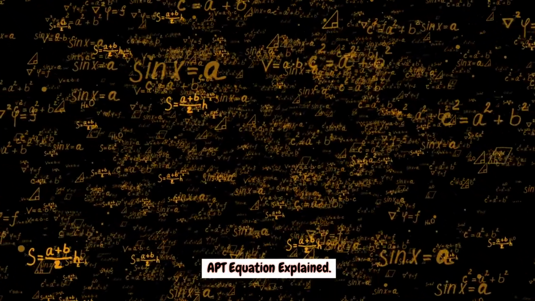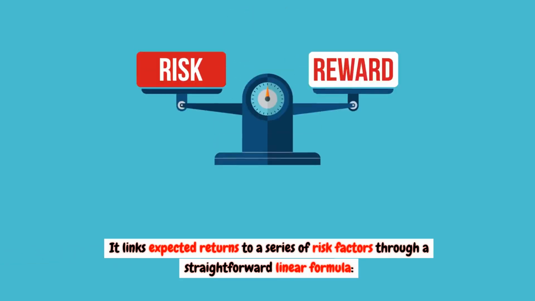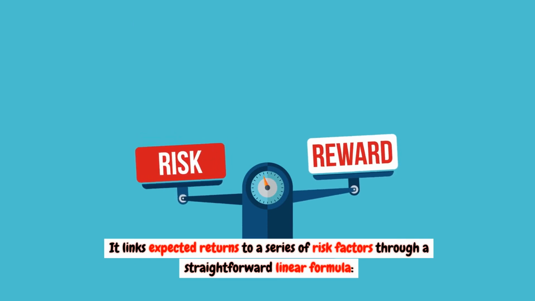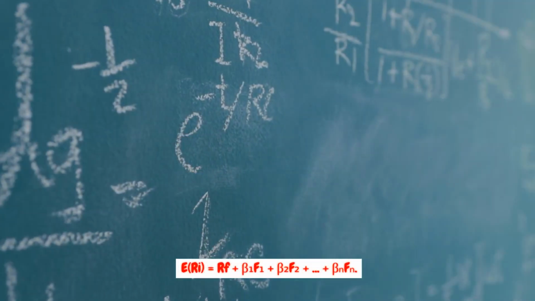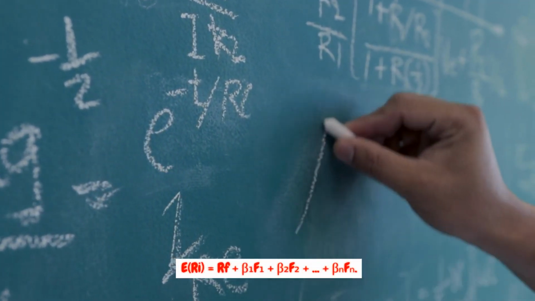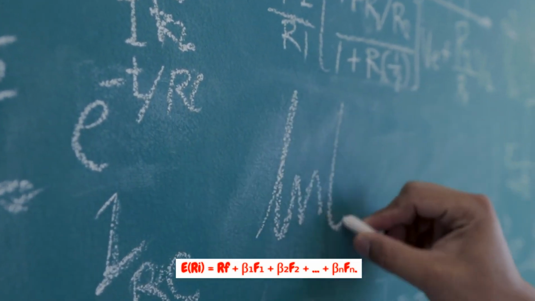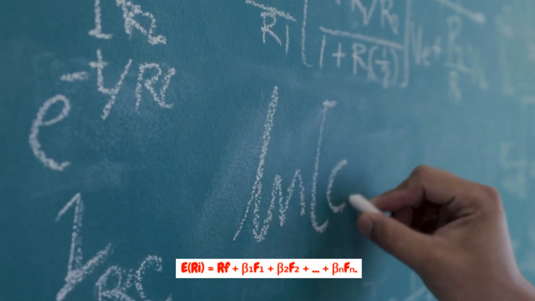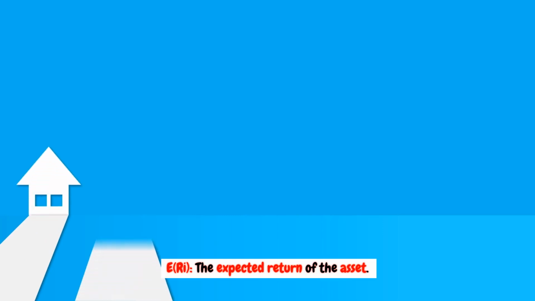APT equation explained. The APT equation is the backbone of the theory. It links expected returns to a series of risk factors through a straightforward linear formula. E(R) equals RF plus V1 F1 plus V2 F2 plus Vn Fn. Here's what each component means. E(R), the expected return of the asset.